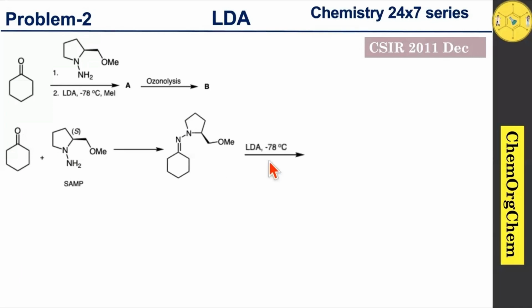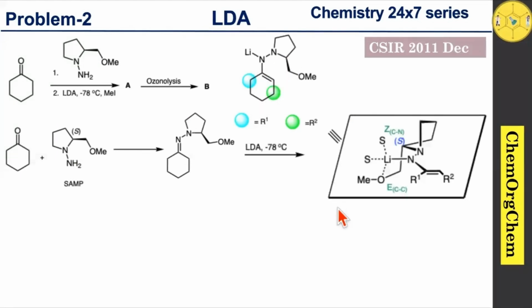This hydrazone derivative further reacts with LDA at minus 78 degrees Celsius, which quickly provides the corresponding aza-enolate. Here you see the aza-enolate ion. For better understanding, we can redraw this structure into its corresponding chelated transition state model. This will help us visualize how this reaction occurs stereoselectively. Now consider this part as R1 and this part as R2, and rename them as R1 and R2.